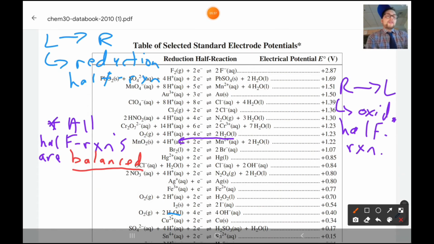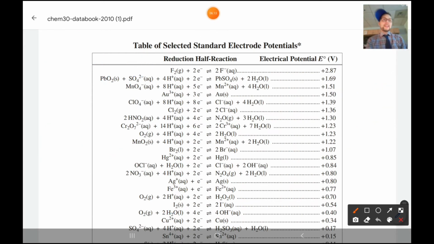So I won't have to balance the half reactions individually anymore. I can go right to the step when I'm combining the two of these reactions together. I could go right to the step of finding a lowest common multiple and just balancing the full redox reaction. Now, something else I want us to understand as well.